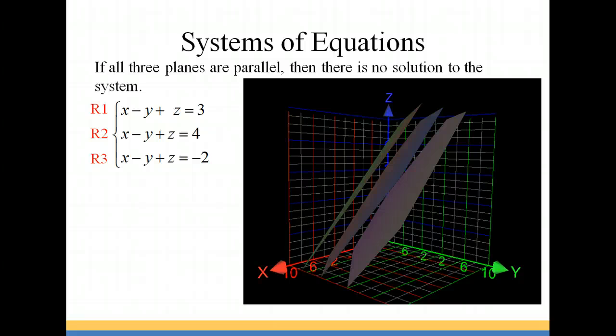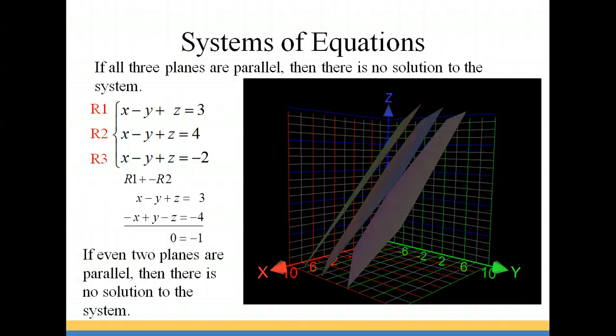Okay, so we have these three equations, we have our graph, and what we want to do is try to use our Gaussian elimination to solve. So we're going to take row 1, or equation 1, and add it to the negative of the second equation. And when we do that, we get 0 equals -1. This is not a true statement. Like in the last one where they coincided, we got 0 equals 0, which gave us an infinite number of solutions. In this case, what's happening is we have no solution at all.